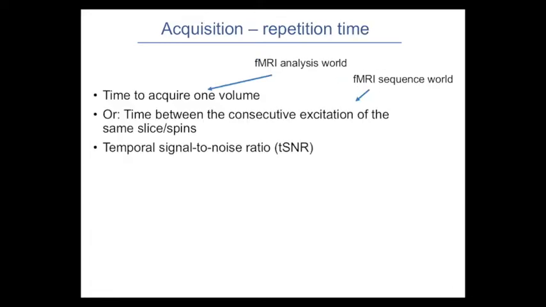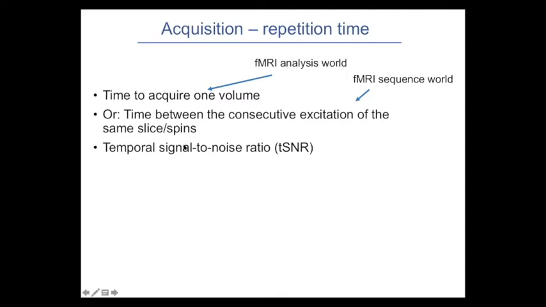And the third parameter is obviously your repetition time. In the fMRI analysis world, this is typically the time it takes to acquire one volume, whereas for the physicist, repetition time is the time between consecutive excitations of the same slice of spins. And usually that's the same, but it can get muddled every now and then.